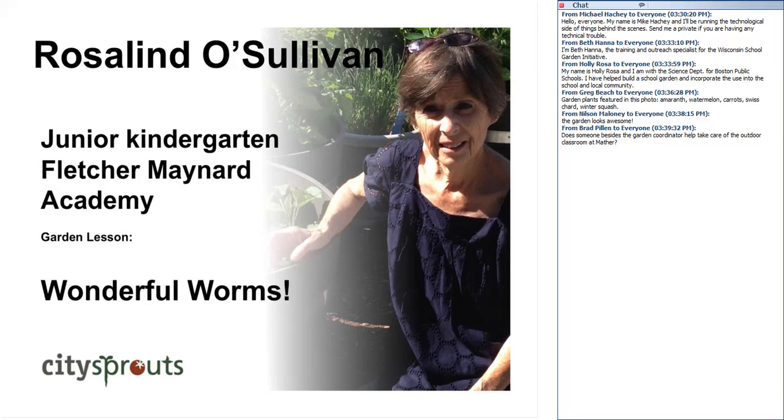Okay, well, hello everybody. As James said, my name is Rosalind O'Sullivan. I'm a junior kindergarten teacher in Cambridge. My children are all 4 years old. They come in at 4, and they all turn 5 in the room. We have two gardens that we use. We use a school garden and we use a community garden, which is very close to us. It's a big part of our science curriculum.